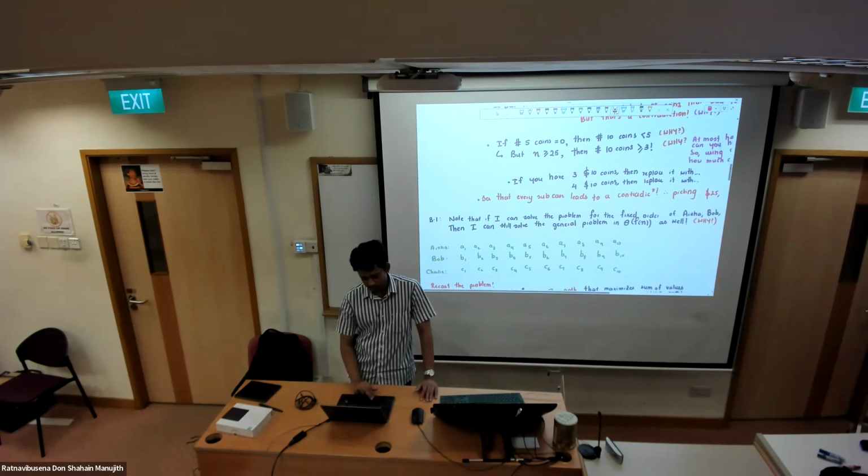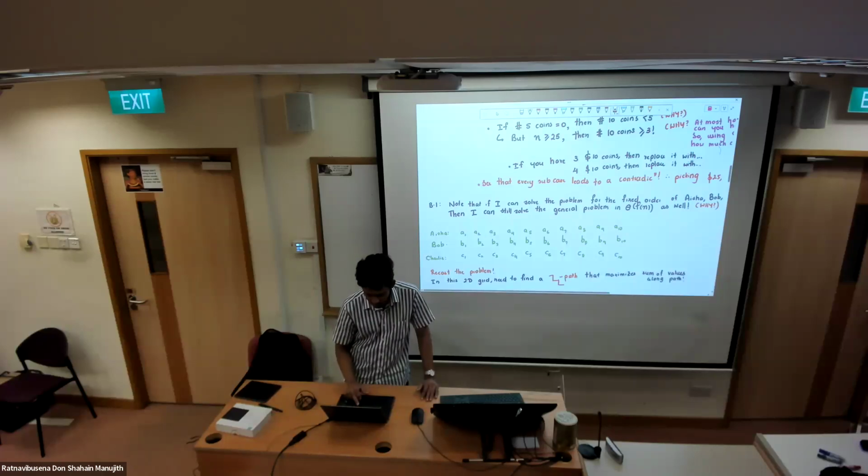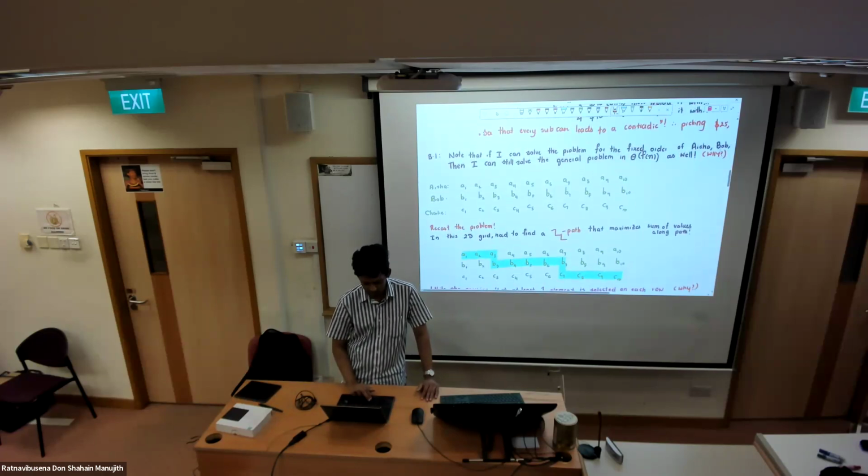Okay, so let's actually recast the problem and look at it in a different way. In this 2D grid, we just need to find a path like this that maximizes the sum of values around the path. Essentially we want to find a path like this that maximizes the sum of values around the path.